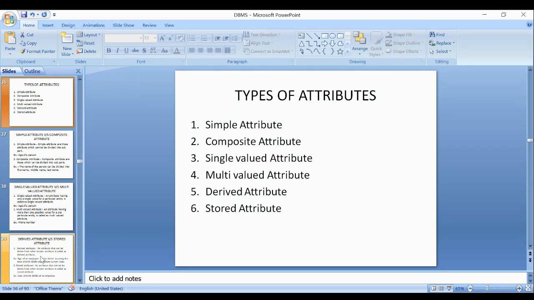Now coming to the types of attributes. There are six types of attribute. First, simple attribute. Second, composite attribute. Third, single valued attribute. Fourth, multi-valued attribute. Fifth, derived attribute. Sixth, stored attribute.